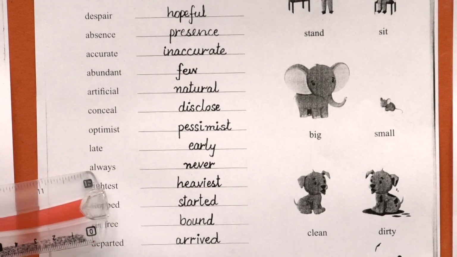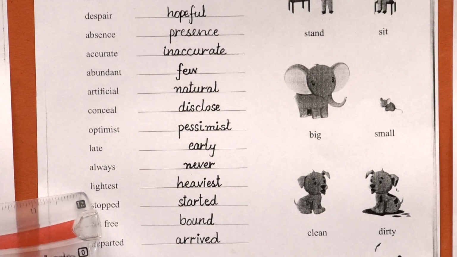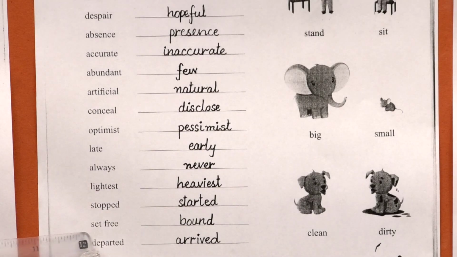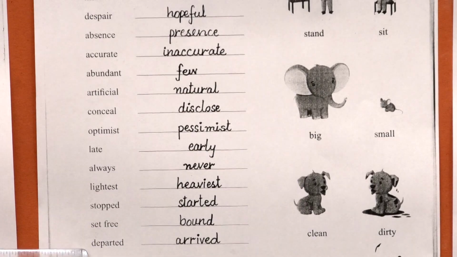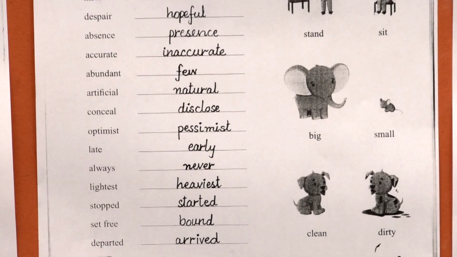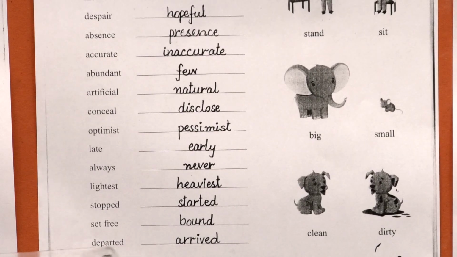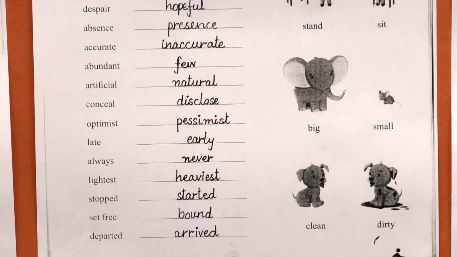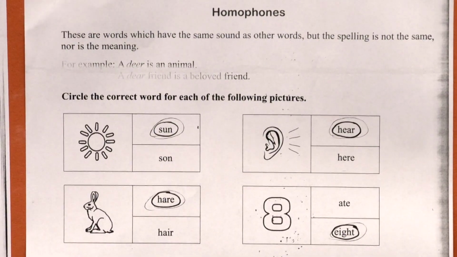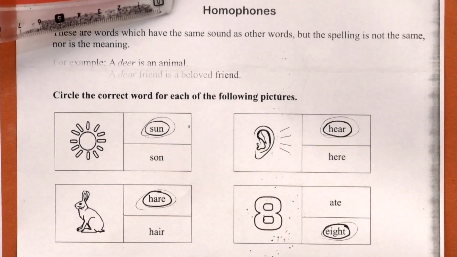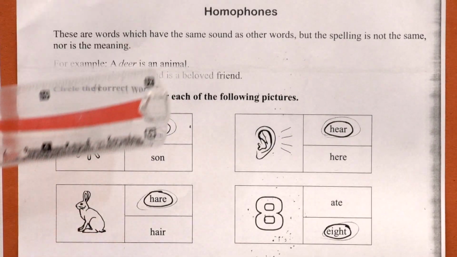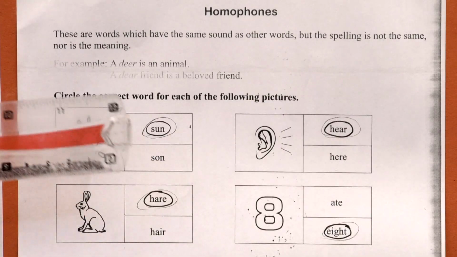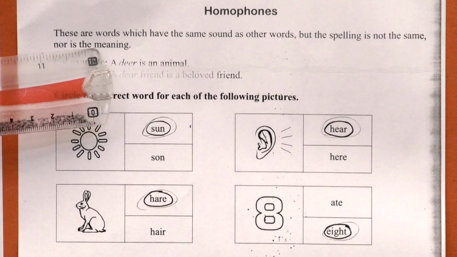Late, early; always, never; lightest, heaviest; stopped, started; set free, bound; departed, arrival. Departed means to start a journey or to go, and arrival means to come. This was page number 57. Moving on to page number 58, we have already cleared the concept of homophones, that they have the same sound but their spellings are different and their meanings are also different.